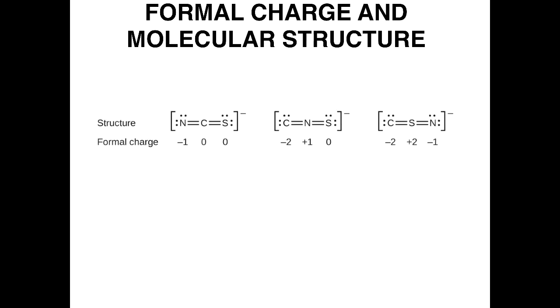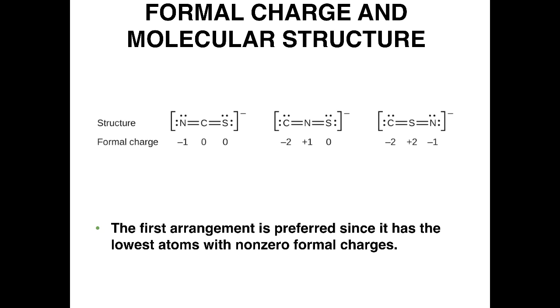So here's another example. You have 3 different ones. In your mind, select the one you think would be the most likely molecular structure for this compound. Or excuse me, in this case it's an ion. The arrangement on the left is the preferred, since it has the fewest atoms with a non-zero formal charge. You only have one atom at -1, whereas the other two have two atoms, or all three atoms, with a non-zero formal charge.